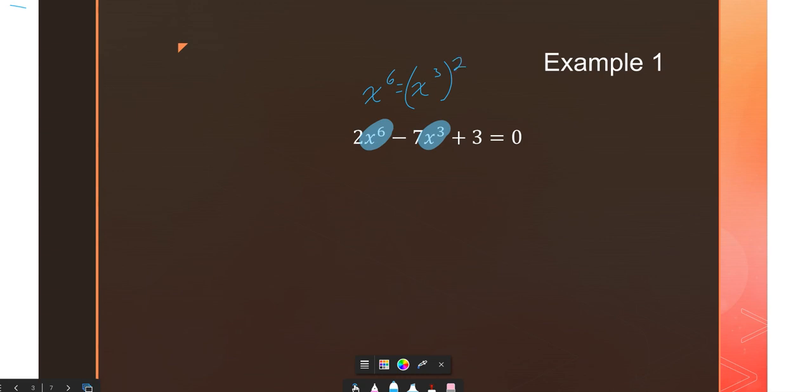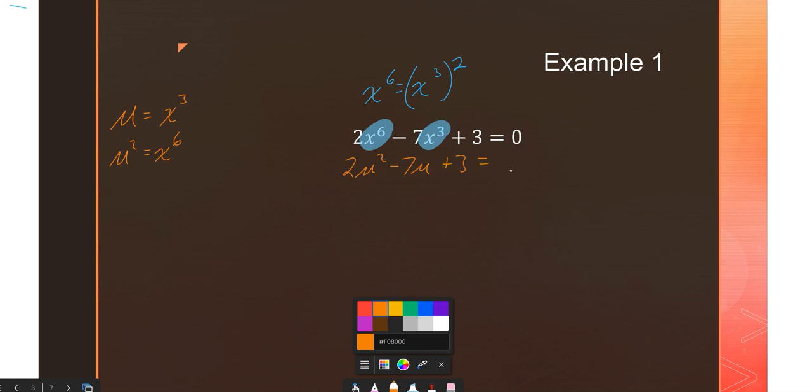So we're going to use substitution. We're going to let u equal x to the third power, which means that u squared is x to the sixth. So we're going to rewrite our equation. So it's 2u squared minus 7u plus 3 equals 0.